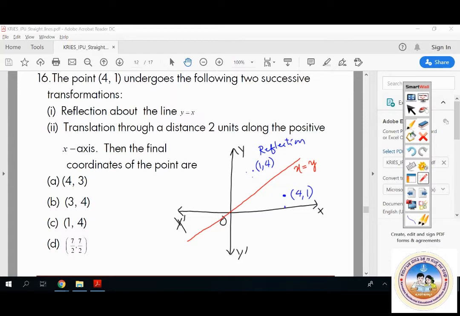Now it is having translation through a distance of 2 units. ಎರಡನೇ ಕಂಡೀಷನ್ ನೋಡಿ ಹೇಗೆ ಕೊಟ್ಟಿದ್ದಾರೆ. It is having the translation, so through what is that, at a distance of 2 units along the positive x-axis. Positive x-axis ಅಂತಂದ್ರೆ you are supposed to move so towards the right ಹೀಗೆ ಮೂವ್ ಆಗಬೇಕು. ಎಷ್ಟು? So it is going to be 2 units. ಅಂದ್ರೆ you are making the change only with the x coordinate. y coordinate ಹಾಗೆ ಫಿಕ್ಸ್ ಆಗಿದೆ, x coordinate ಮಾತ್ರ ಮೂವ್ ಮಾಡ್ತಾ ಇದ್ದೀರಾ.